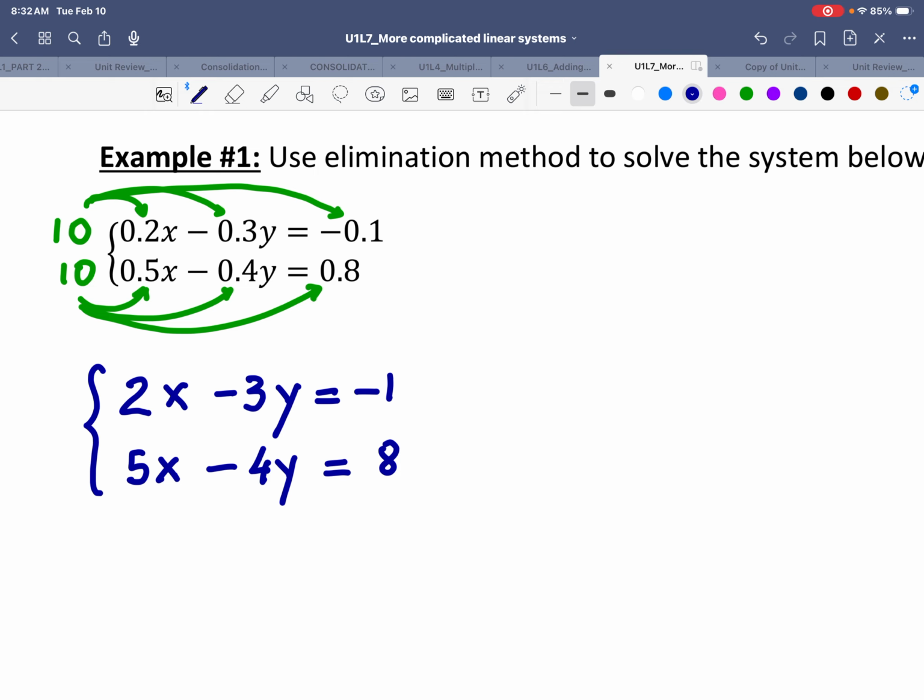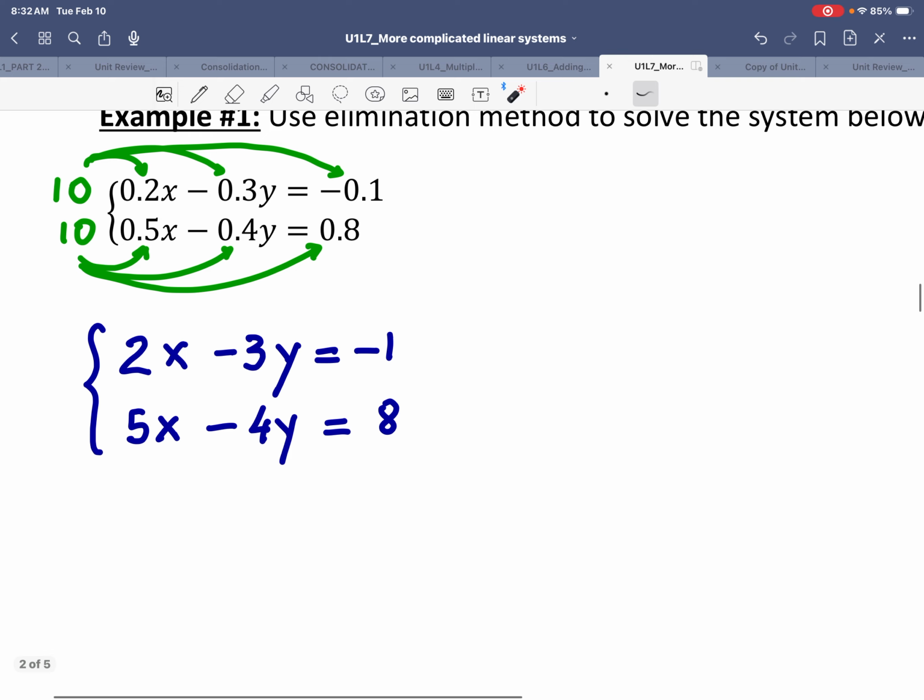Take a look at it and think, what method do you want to use? We can use either substitution or elimination. To use substitution, remember that we need to have one of the variables isolated. We prefer a variable that has a coefficient of 1 or negative 1, and here x has 2, y has negative 3, 5, and negative 4. So I will go for elimination instead this time, because if I chose substitution, I would have to deal with fractions in the rest of the solution.